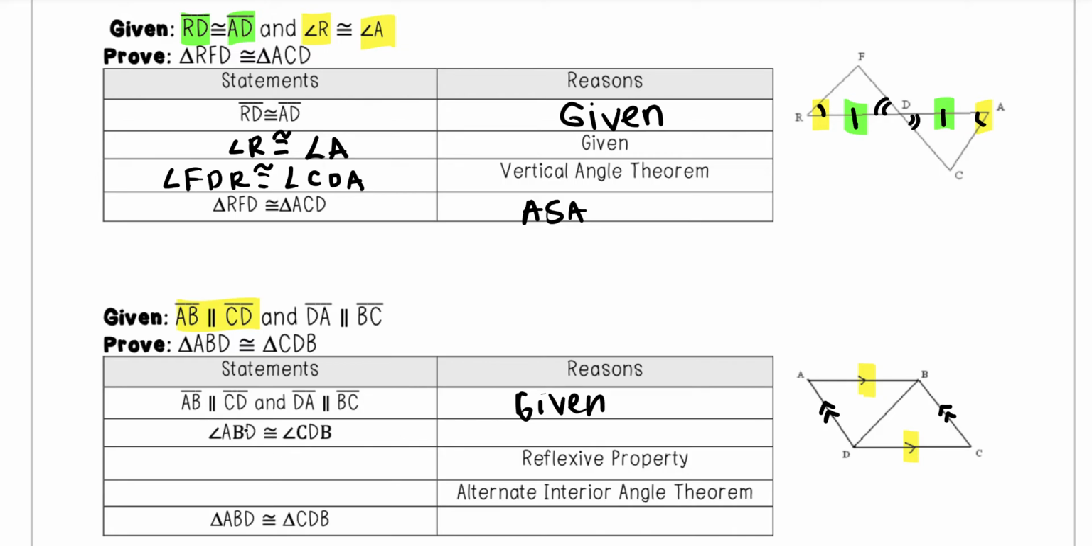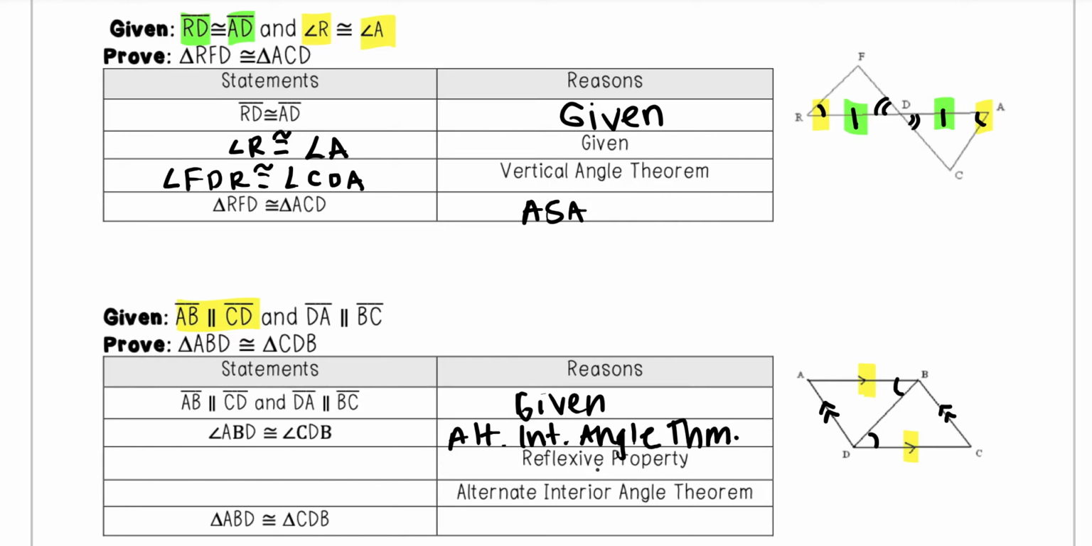The next statement is that ABD, that angle A to B to D, so this one right here, is congruent to CDB. Well, why are we allowed to say that? We want to look at our picture and see, okay, well, we have parallel lines, and this transversal cutting through them. Those two angles are between the parallel lines and on opposite sides of the transversal, so that means that those two angles are allowed to be congruent because of the alternate interior angle theorem.